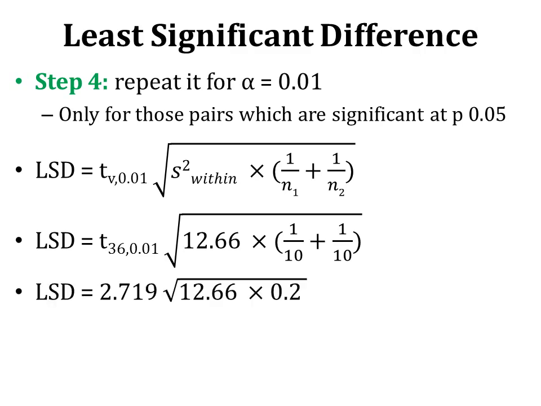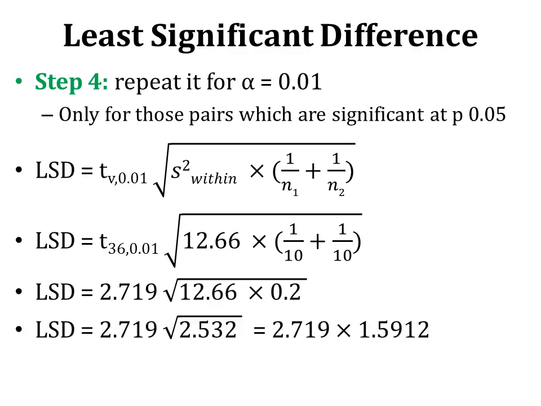So the t-value here is 2.719. When we multiply 12.66 with 0.2, we have 2.532. When we take the square root of this and multiply it by the t-value at 36 degrees of freedom and 0.01 significance level, which is 2.719, we get our LSD, which is 4.3265 in this case, right? So this is our LSD at the 0.01 significance level. This has to be done for all the pair means which are significant at 0.05. But because in this case the number of observations is the same, only this one value is going to be sufficient.